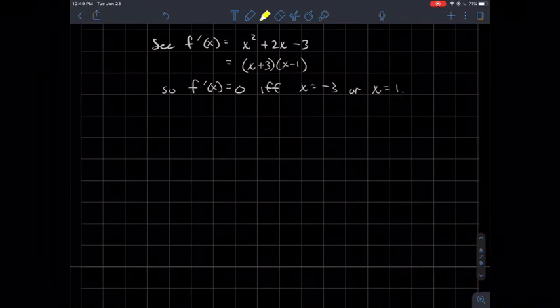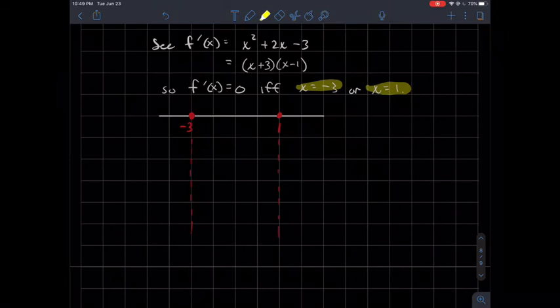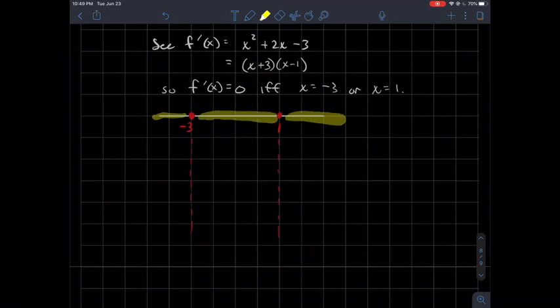And now let me show you how I like to think about the first derivative test. I like to make a diagram. I've got a number line here, and I've plotted the 2 points that I found where I know the derivative is equal to 0. When I plot those points, that splits the number line into these 3 little subintervals.